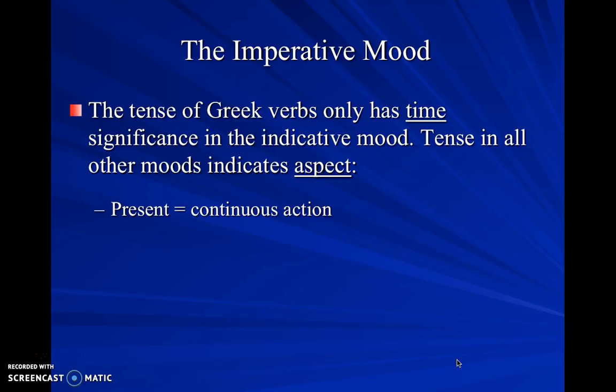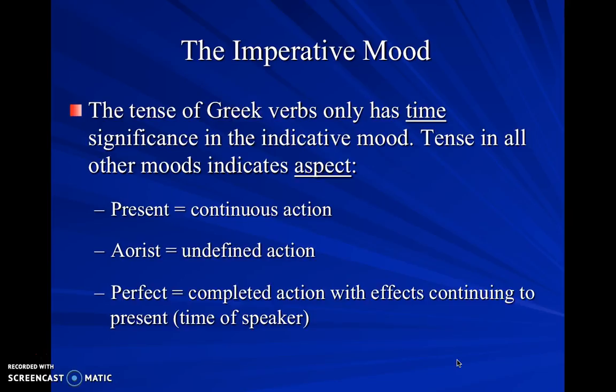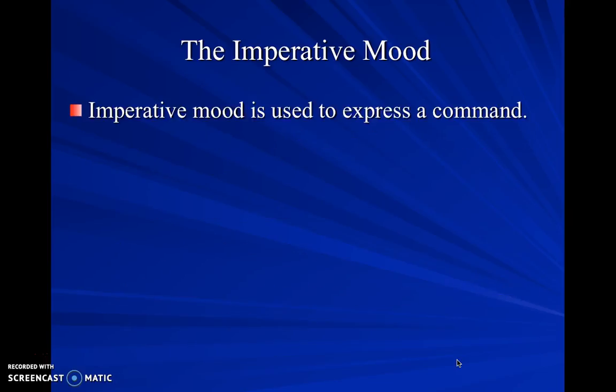So a present imperative, a present tense in the imperative mood, does not mean a present in time action. It means more about the type of action, so a continuous action. Whereas the aorist is more undefined action. And the perfect still has a completed action that has effects in the present time, but again, it's more about the type of action than it is the timing as we move out of the indicative mood.